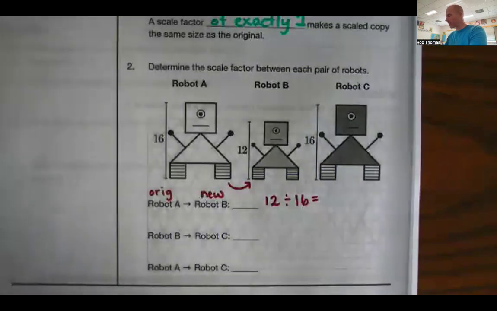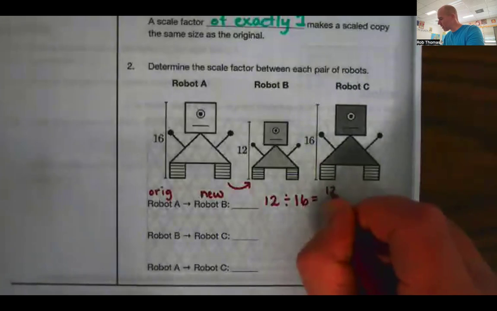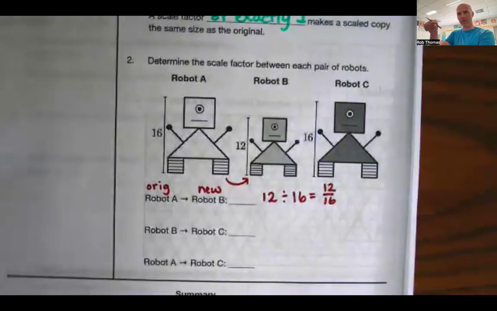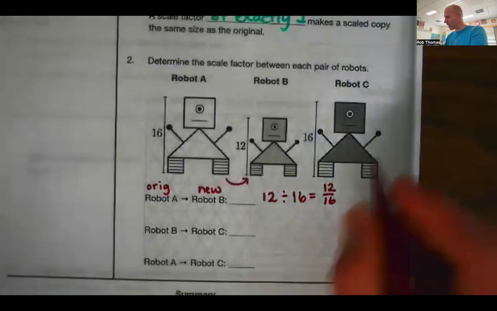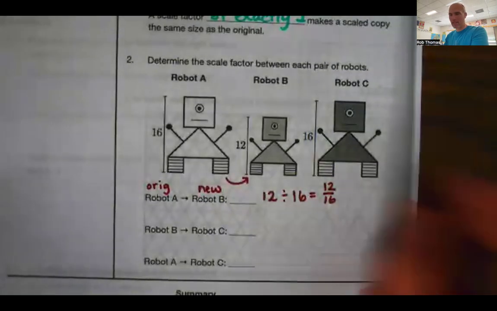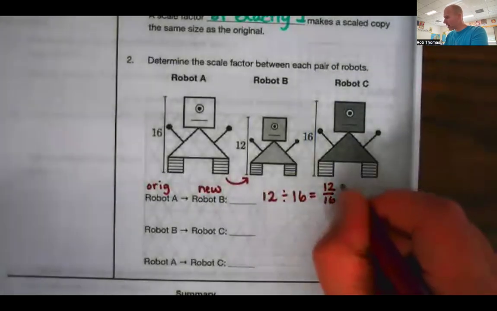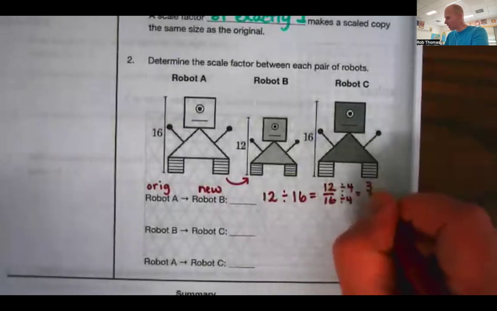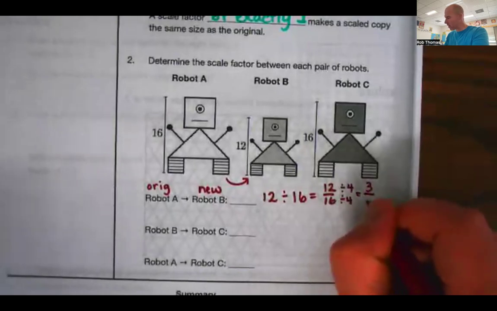12 divided by 16 is 12/16. A fraction bar means division. So 12 divided by 16, 12 over 16, same thing. Let's simplify it though. I know that 4 goes into 12 and 16. So I'm going to divide the top and bottom of this fraction by 4. 12 divided by 4 is 3. And 16 divided by 4 is 4.